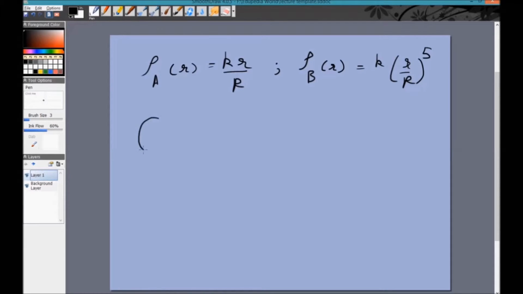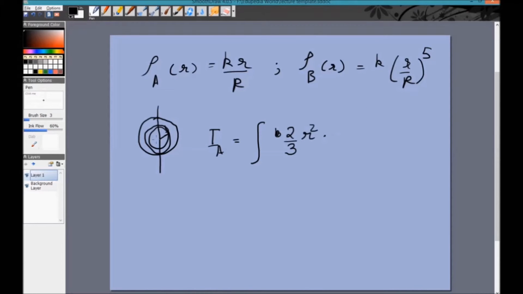For spheres, we can take concentric shells and we can try to find the moment of inertia of one particular shell and we can add them up. So the total moment of inertia for A will be integral of, normally it would be dm times r squared, but we know that for a spherical shell about a diameter, it's actually 2 by 3 times mr squared. So 2 by 3 times r squared times dm.